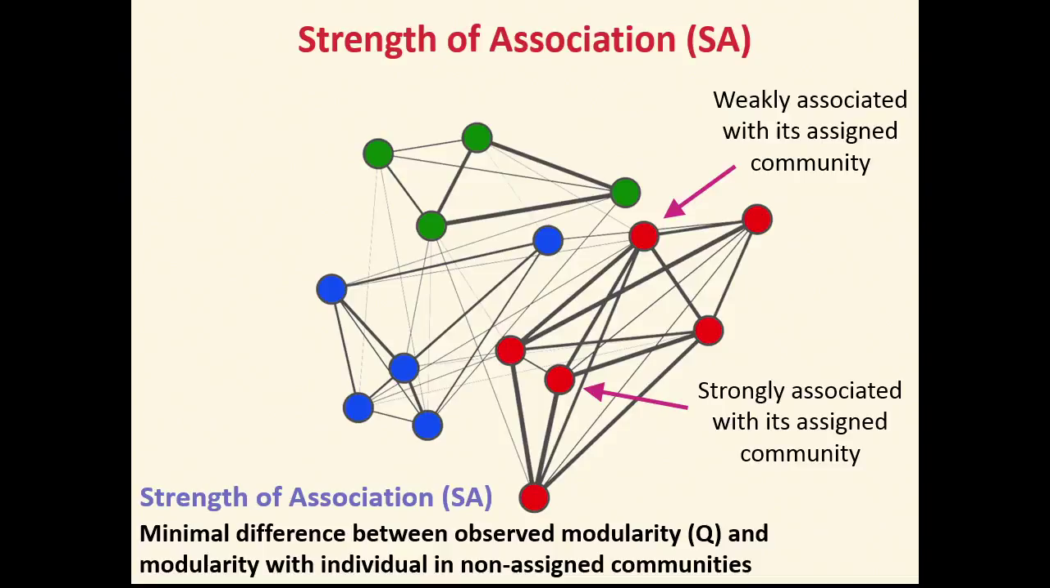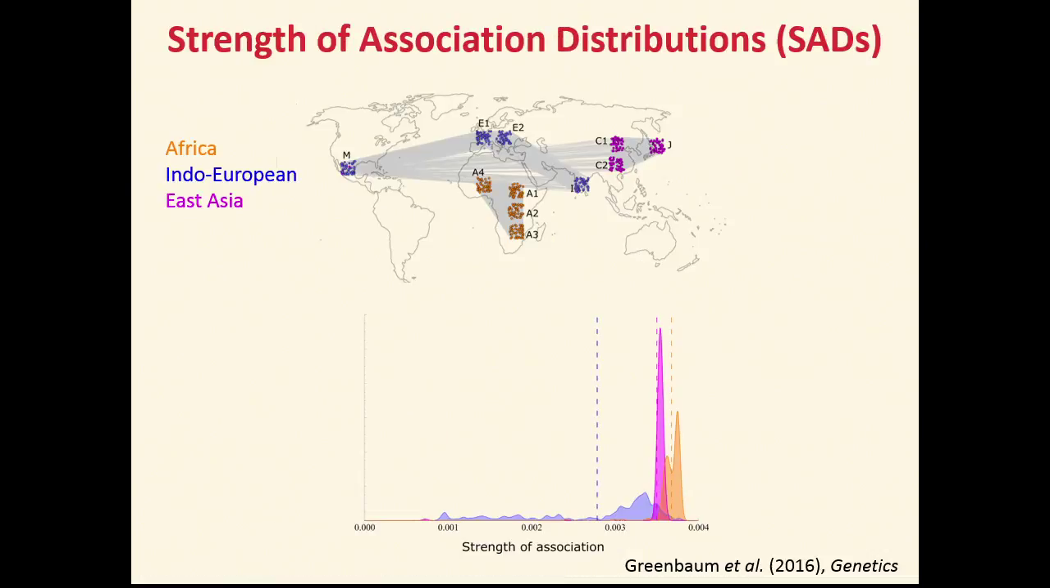We did some simulations, and we saw that we can use it to identify hybrid individuals, first and second generation hybrid individuals, as individuals with very low strength of association, because they are between communities. But I will show here another analysis, which we call the strength of association distribution analysis, or SAD analysis.